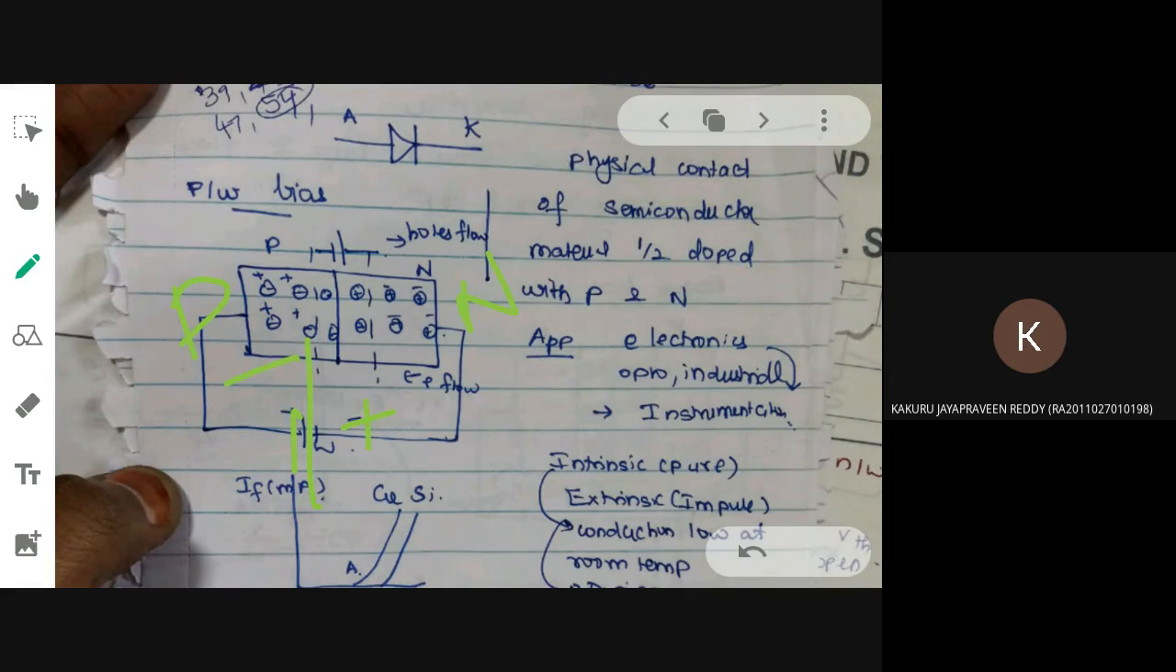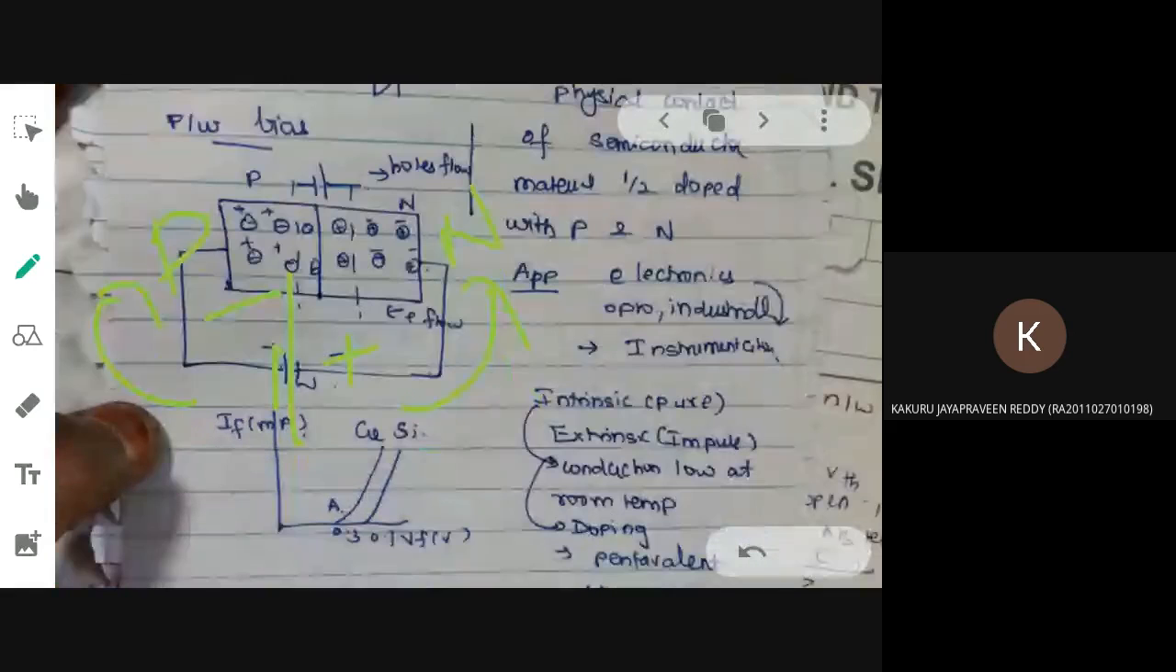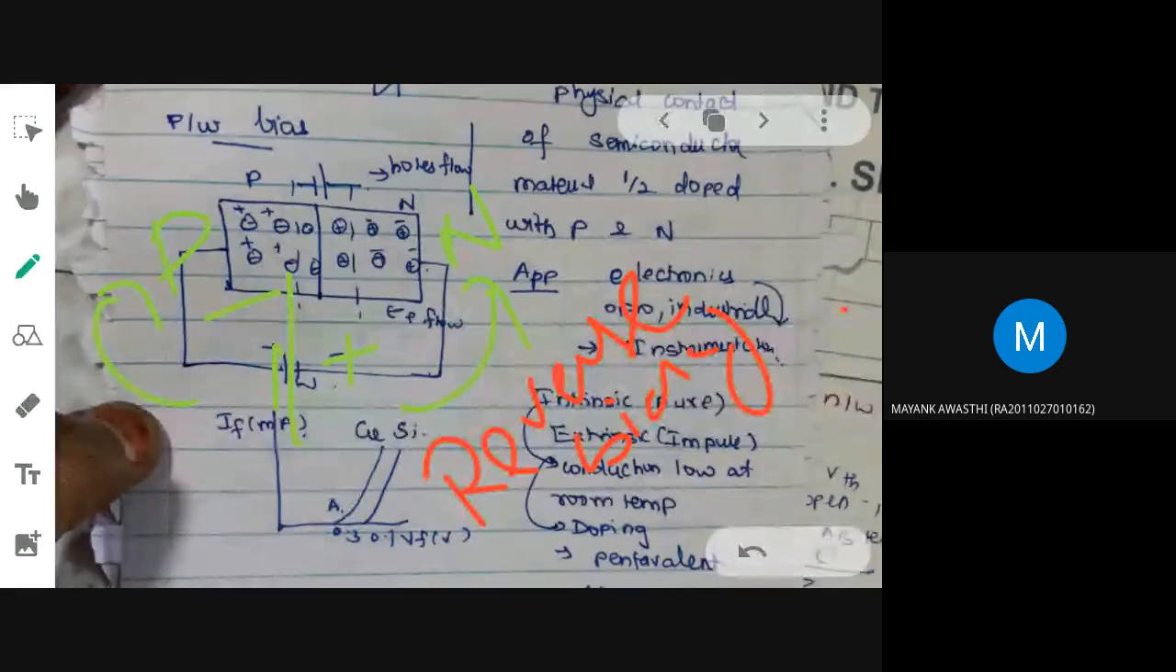Now which is connected to which in this case? Negative is connected to P and positive is connected to N. So this type of biasing is called what biasing? Reverse biasing. Understood the difference between forward bias and reverse bias? Yes, ma'am. So now let us discuss what will happen under that condition.